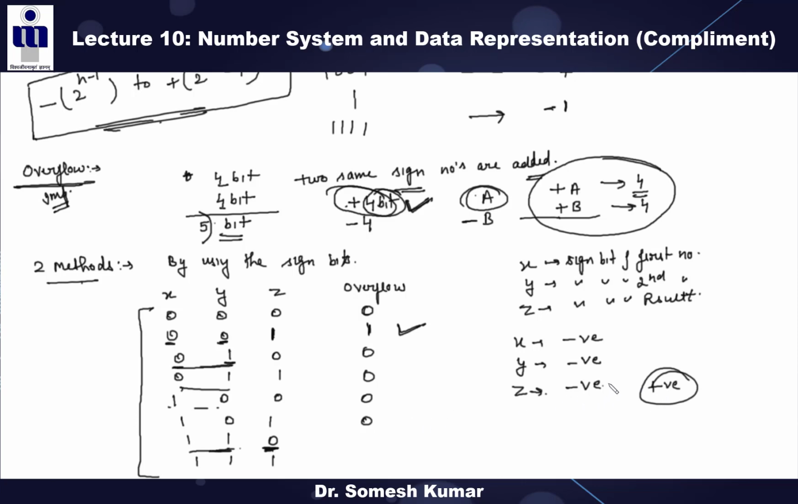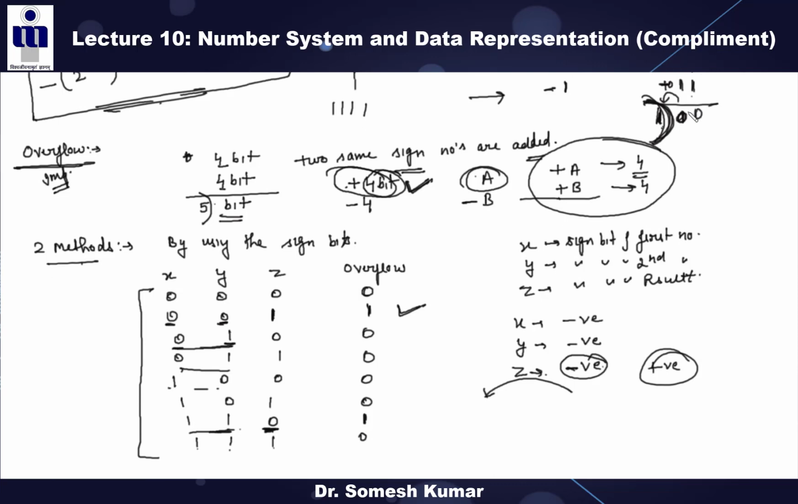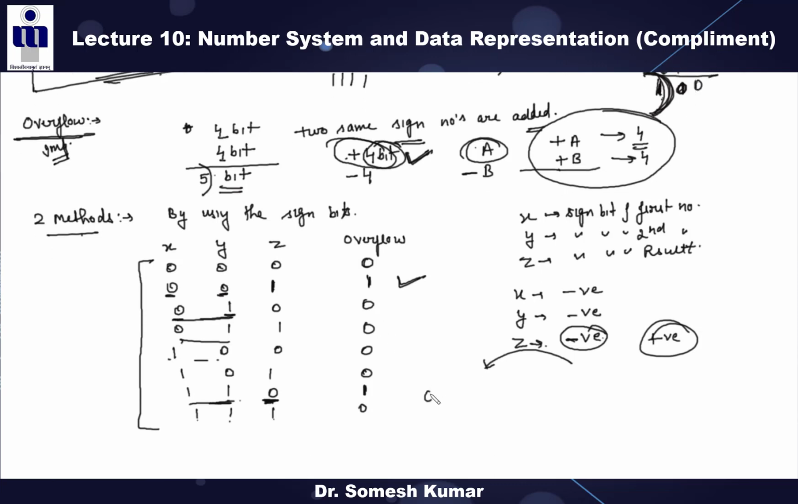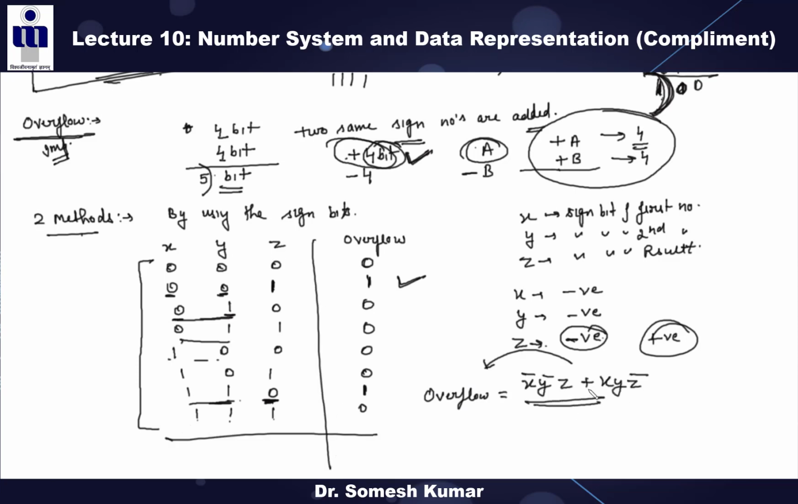So it means there is an overflow, meaning the negative magnitude has exceeded, right? Clear? So it must be overflow. What happens in the next case? If X is negative, Y is negative, Z is also negative, it means there is no overflow. Understand? Can you find out the Boolean expression for this overflow condition from this truth table? So this is an overflow condition.